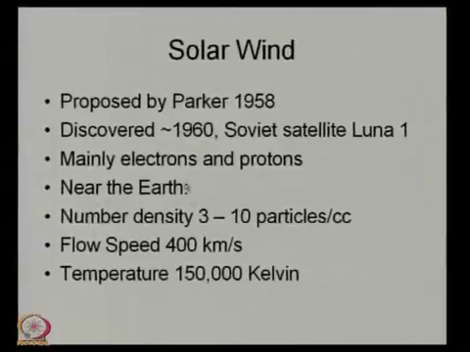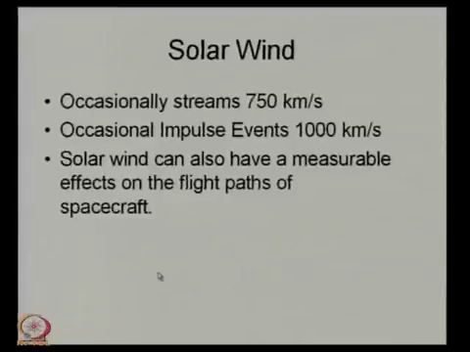Now near the location of the earth, the number density is around 3 to 10 particles per cc, considerably smaller. The flow speeds are of the order of 400 kilometers per second and the temperature is around 150,000 Kelvin. There are occasional streams which have 750 kilometers per second speed, and there are impulse events which can have speeds as high as 1000 kilometers per second. Solar winds are very important for satellite communication, and they can also have measurable effects on the flight paths of spacecraft. It is a constant wind blowing out from the sun.